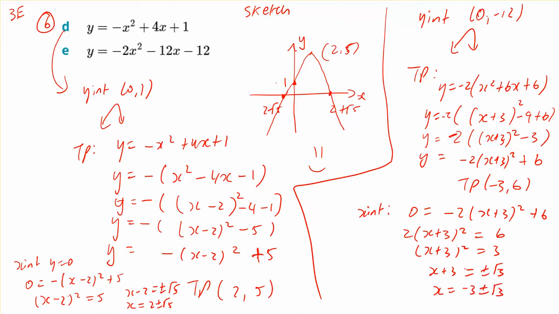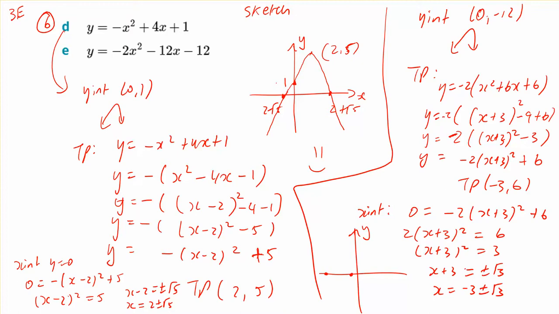Now, negative 3 plus root 3 won't give us a positive value, so it's in the negative region. Both of them are in the negative region. So what's going to happen is we've got two intercepts. They're both in the negative region, and we know our y-intercept's at negative 12.